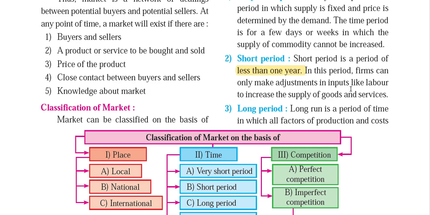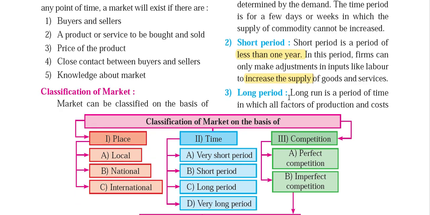And over here, what happens is just because the period of time is increased from a week to a year, the producer has more time to increase the supply of goods and services. A very important point: just because time has increased, so has the supply of goods or services, whatever the producer is into.